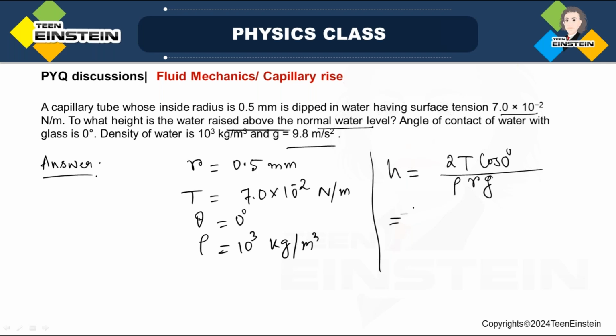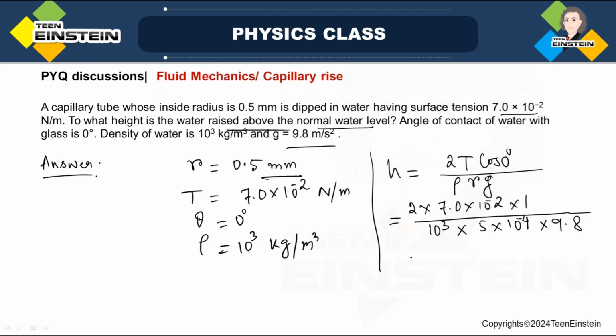So 2 into T, the surface tension, that is 7.0 into 10 to the power minus 2, and cos of 0 degree, that means 1, divided by rho, that is 10 to the power 3 kg per meter cube, r, this is in millimeter here, so it is actually 0.5 into 10 to the power minus 3, and then g 9.8. Okay, so look what I get.